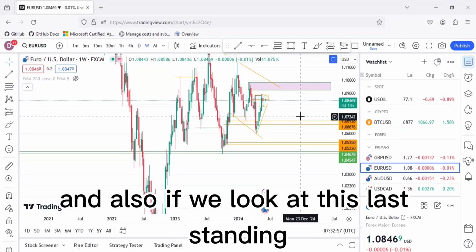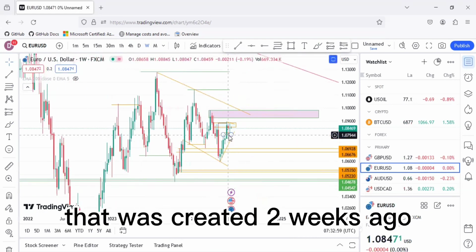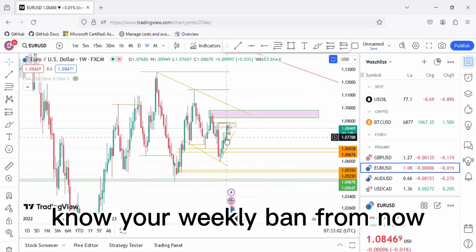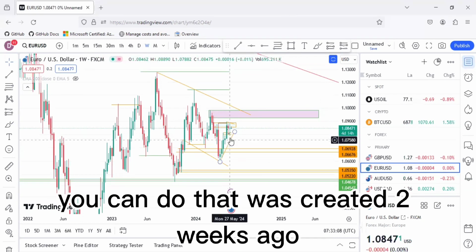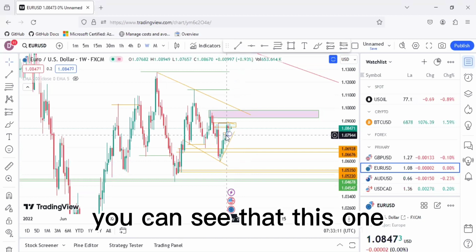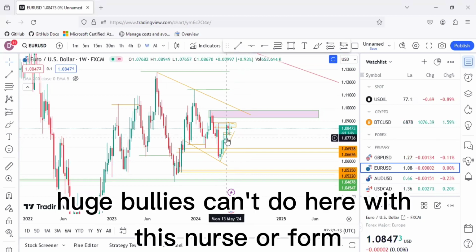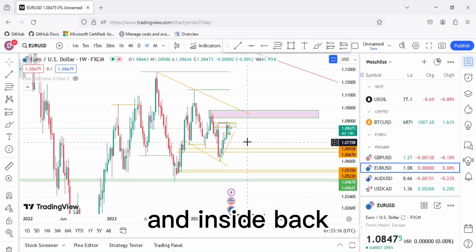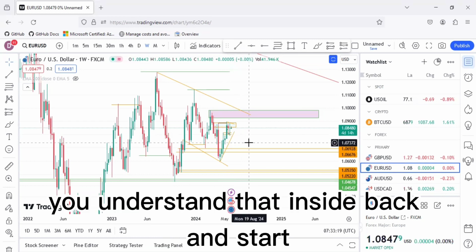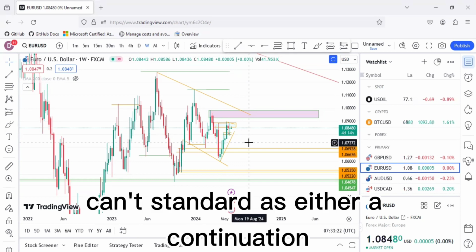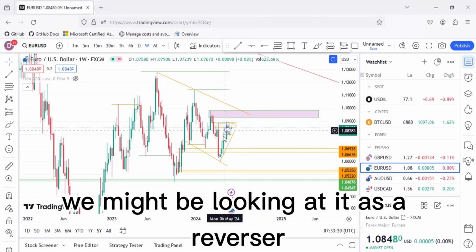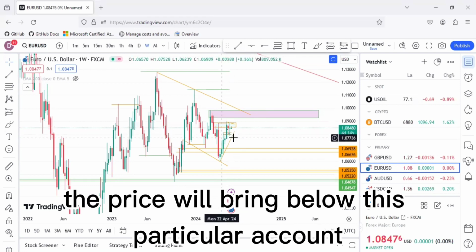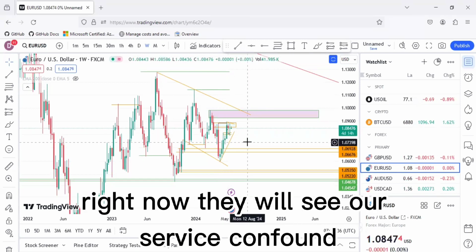And also, if you look at this last candle that was created 2 weeks ago, we are on the weekly time frame now. This is last week's candle. This is the previous week, 2 weeks ago. You can see that this long, huge bullish candle here with this next one forms an inside bar. You understand that an inside bar can stand as either a continuation candle formation or a reversal. But since we have a level here, we might be looking at it as a reversal. So if the price could break below this particular candle right now, then we say our sell is confirmed.